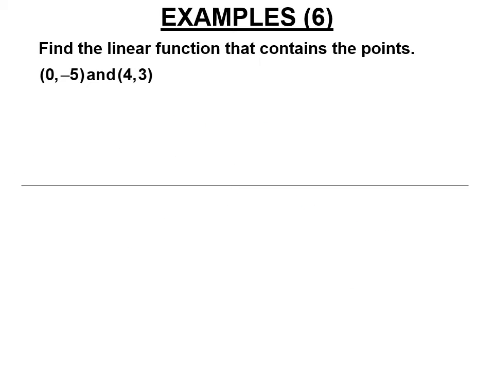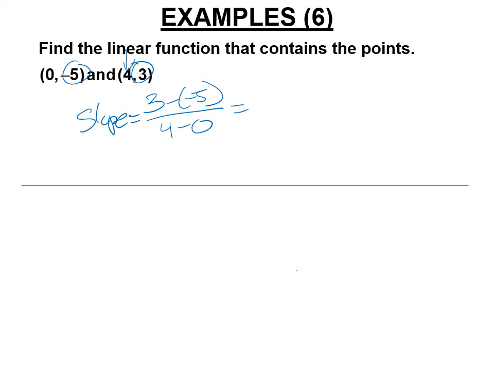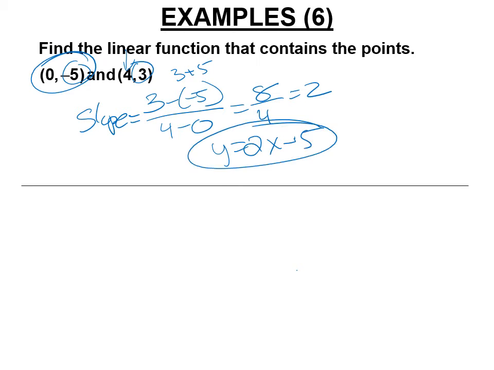Okay, now here you just have 2 points. Is it harder? Not really, but you have no choice, right? To find the slope, you're going to have to use the points that are there. So 3 minus negative 5. Since I started with 3, I have to do 4 minus 0. 3 minus negative 5, same as 3 plus 5, 8. 4 minus 0 is 4. The slope is 2. Is that the y-intercept, though, right there? Sure is. So it's y equals 2x minus 5 that made those 2 points.